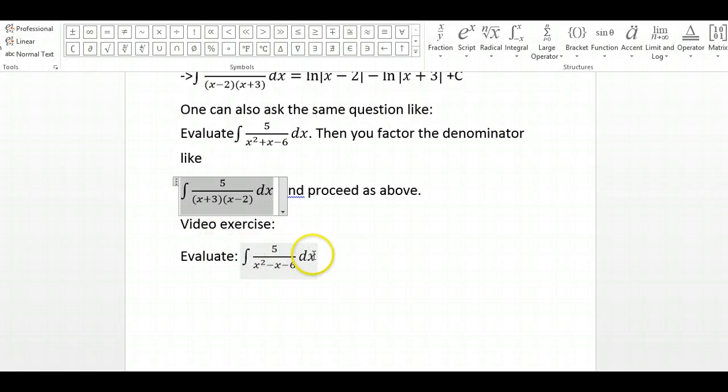Alright, so the video exercise is very simple. It looks just like the one that we did, except there's a slight difference. Instead of x squared plus x plus 6, we have x squared minus x minus 6. So break up the denominator and then write a over the first factor plus b over the second factor. Factor the denominator, find a and b, and then do the answer.